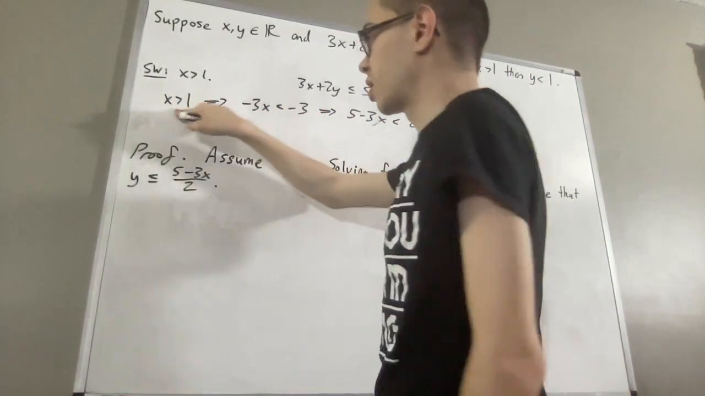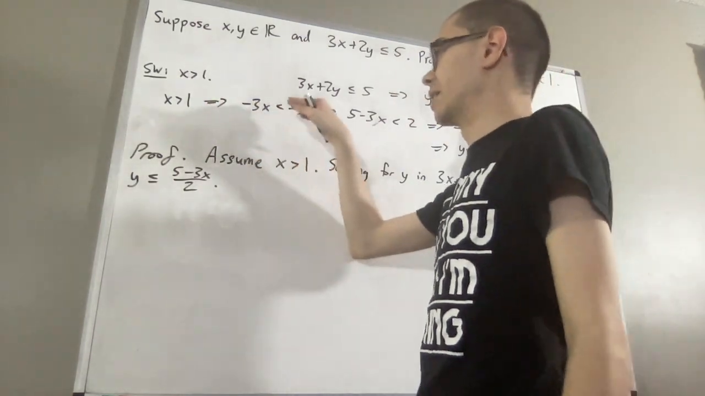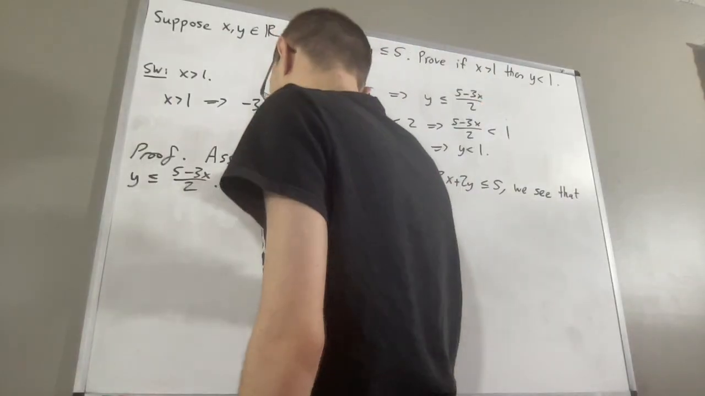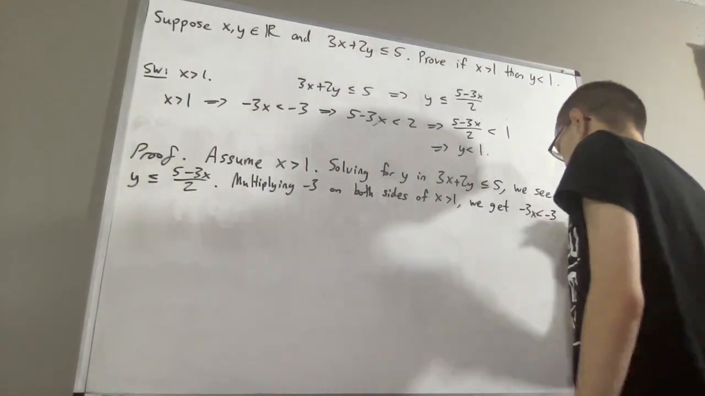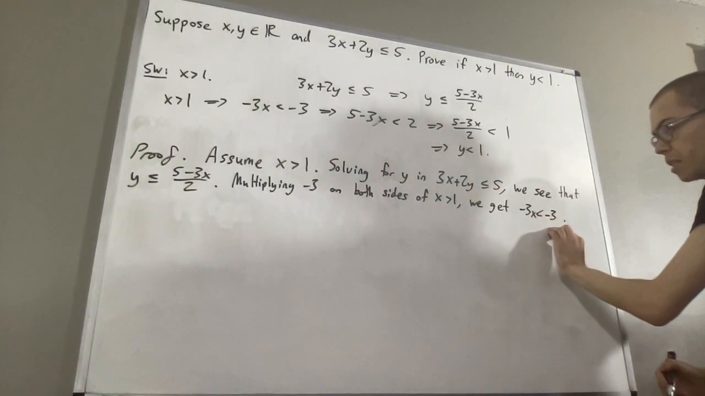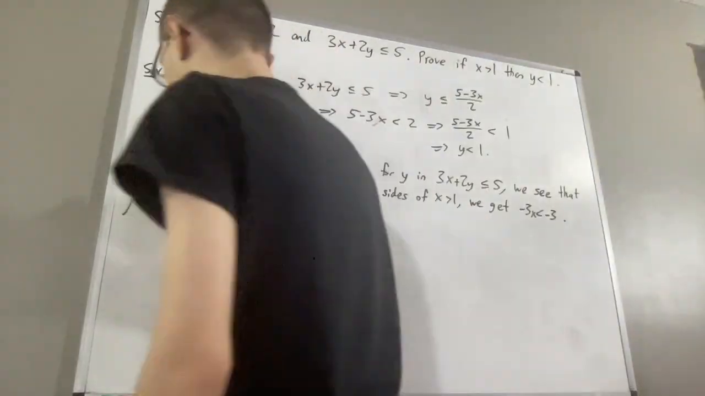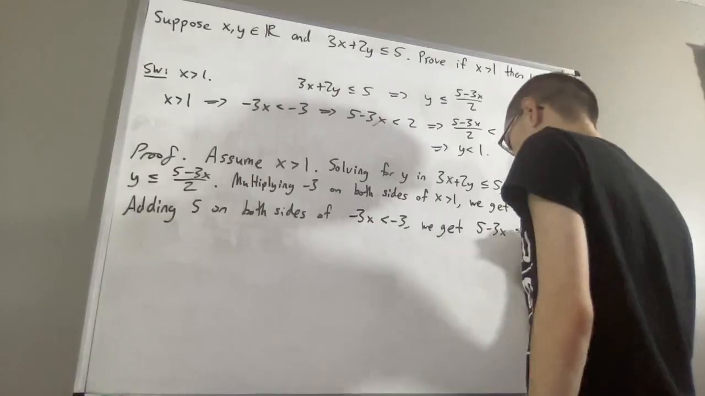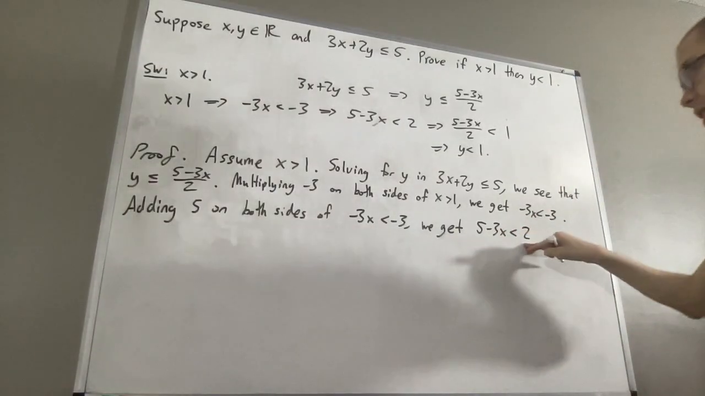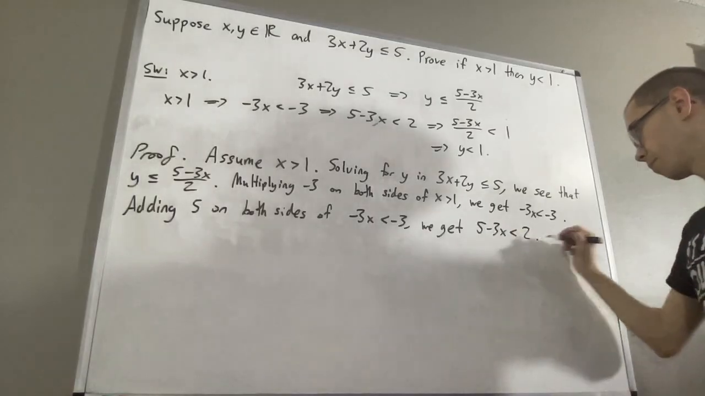So, since x is greater than 1, multiplying negative 3 on both sides, we get negative 3x is less than negative 3. Then we add 5 on both sides of the inequality. We get 5 minus 3x is less than 2. Then dividing 2 on both sides of this inequality, we get 5 minus 3x over 2 is less than 1.